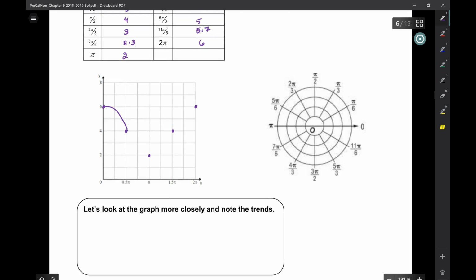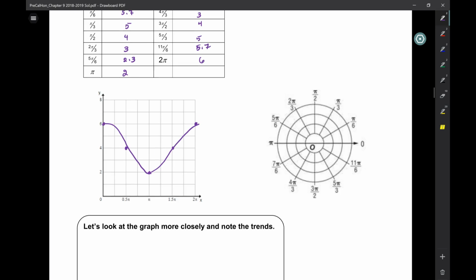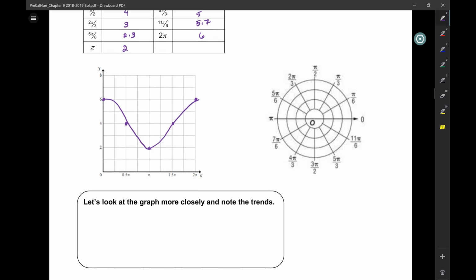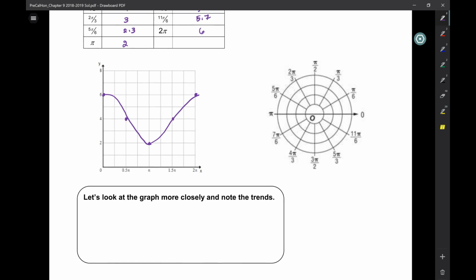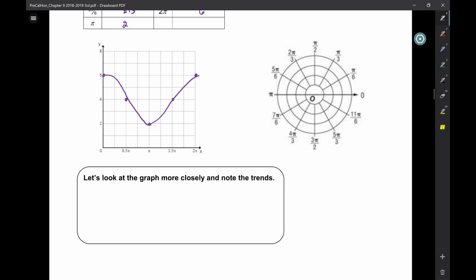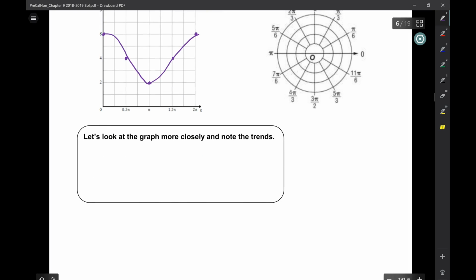So let's look at the trend here, and let's write down the trend. Until now, I was giving you the trends, but we're going to do this one together. So let's look at this more closely and see the trends. It doesn't go all the way to the bottom? That's exactly what it is. All right, so take a look.